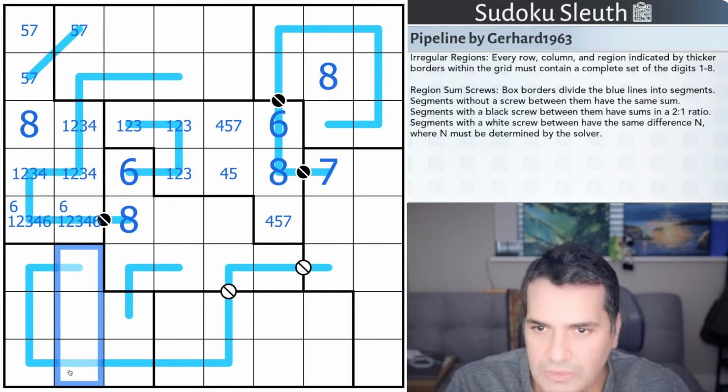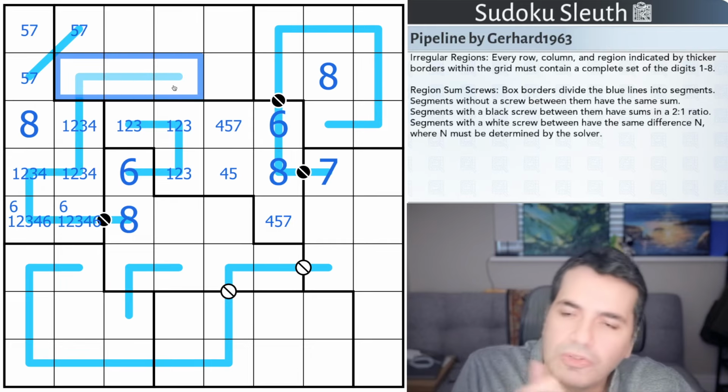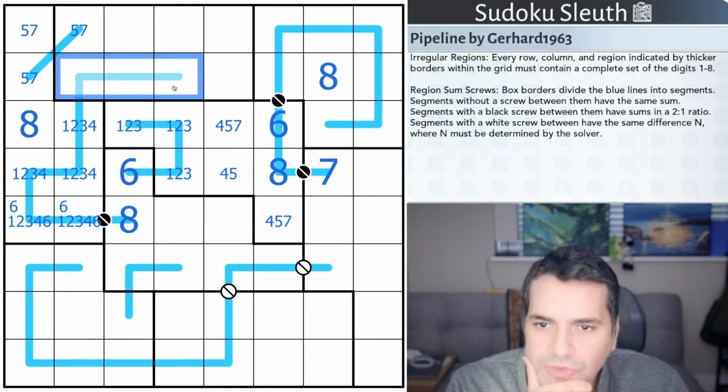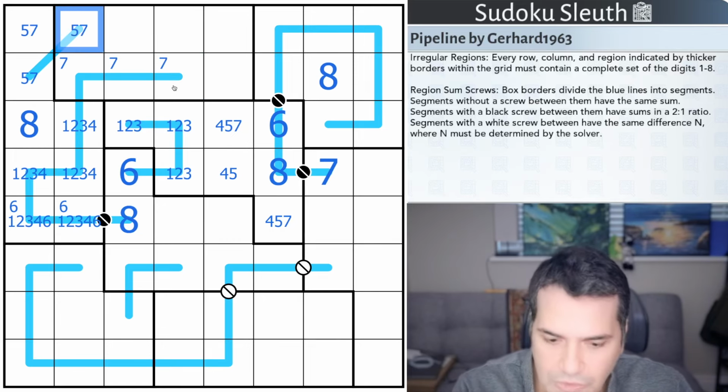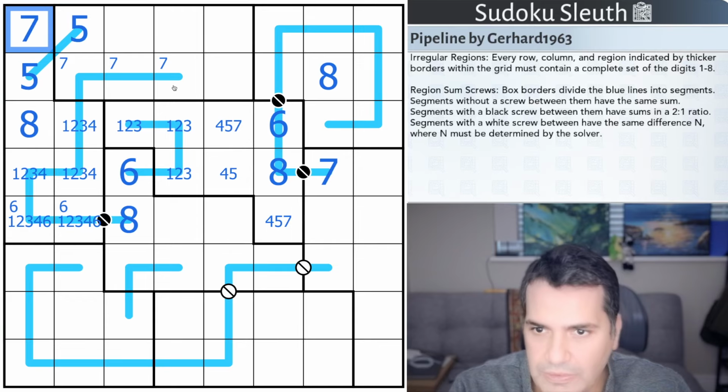So 8 is in here. There's a 5 or 7 in here. Maybe it's these 3 cells. 16. 16 in 3 cells seems very average. Without 8, 5, 6, 7 gets me to 18. And I think without a 7, it's too low, isn't it? 4, 5, 6 is 15. So yeah, there has to be a 7 in here, given I can't have an 8. So these are 5s. That's a 7.